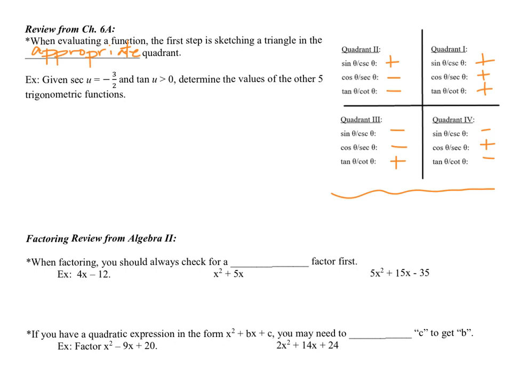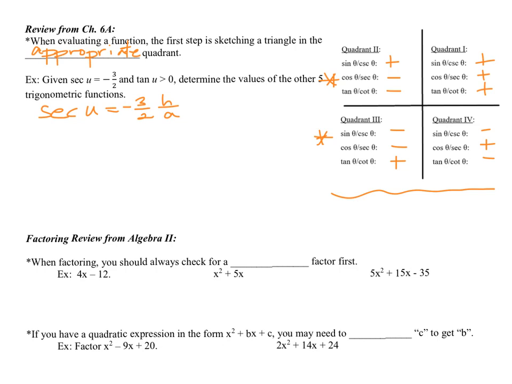It says given secant u is negative 3 over 2 and tangent u is greater than 0, determine the values of the other 5 trig functions. So now instead of theta, we're using the letter u as our angle measure. If secant u is equal to negative 3 over 2, that's the definition hypotenuse over adjacent. Secant is the reciprocal of cosine. And cosine is negative in quadrants 2 and 3.